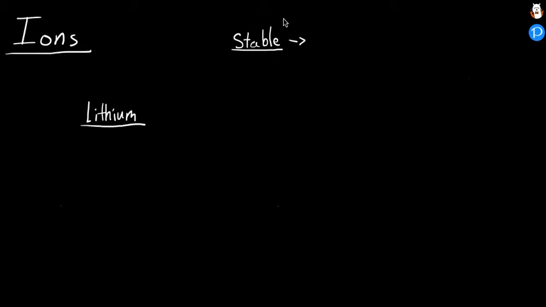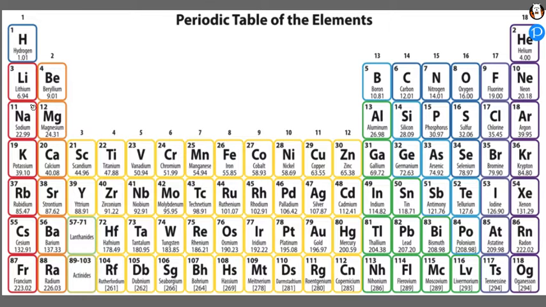When we think about lithium, let's go to the periodic table here. There's the periodic table. If we look at lithium, here's lithium right here. We know that lithium has an atomic number of 3, which means it has 3 protons. It also has 3 electrons. And also, remember what we learned the other day, is that lithium is in group 1, which means that since it's in group 1, it has 1 valence electron.